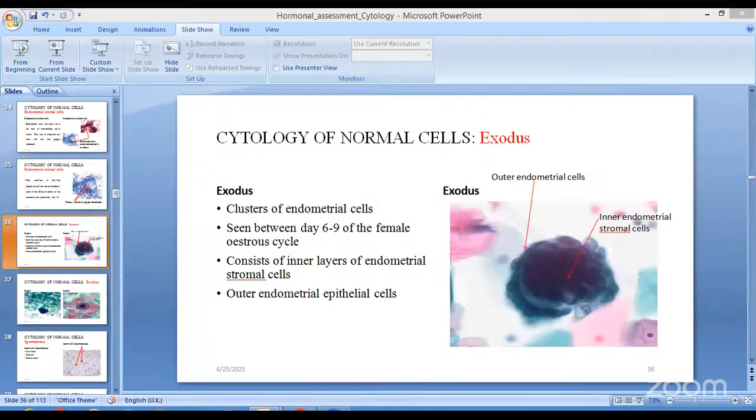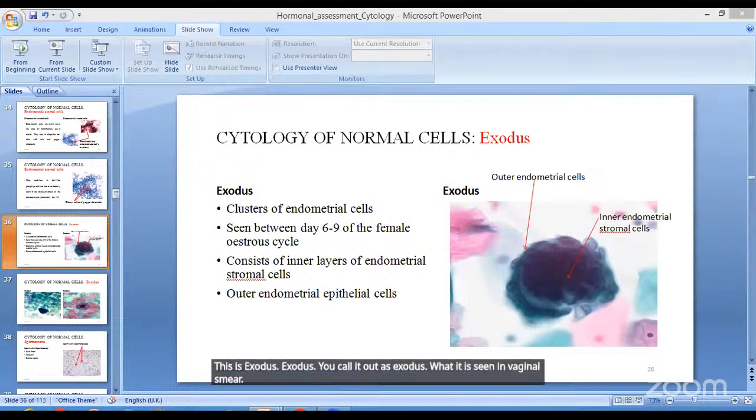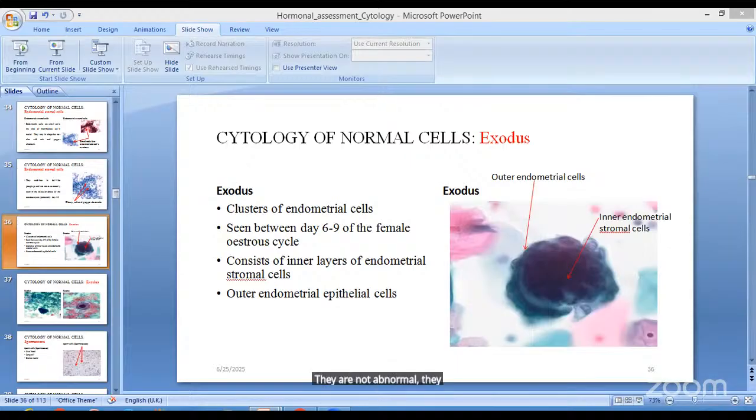You can see the outer, irregular contours of the cells at the peripheral side of these huge clusters of cells. This is exodus. You call it out as exodus when it is seen in a vaginal smear. They are not abnormal, they are normal cells.